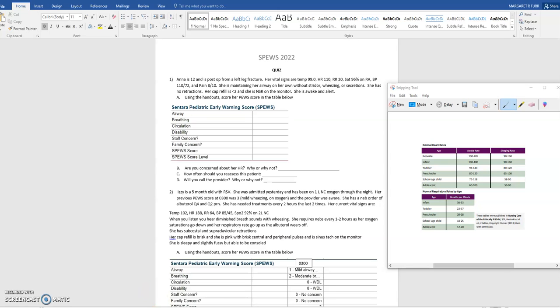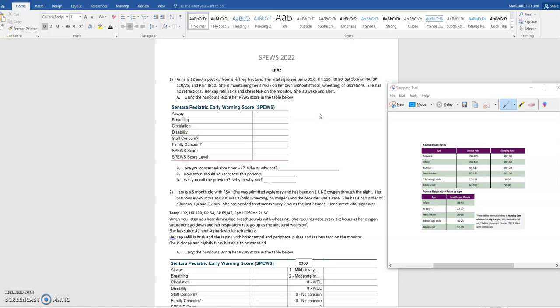All right, let's review the quiz real quick. So my first patient is Anna, who's my 12-year-old. She is post-op from a leg fracture. Her vital signs are as follows. So she's getting a 0 for airway. She's getting a 0 for breathing.